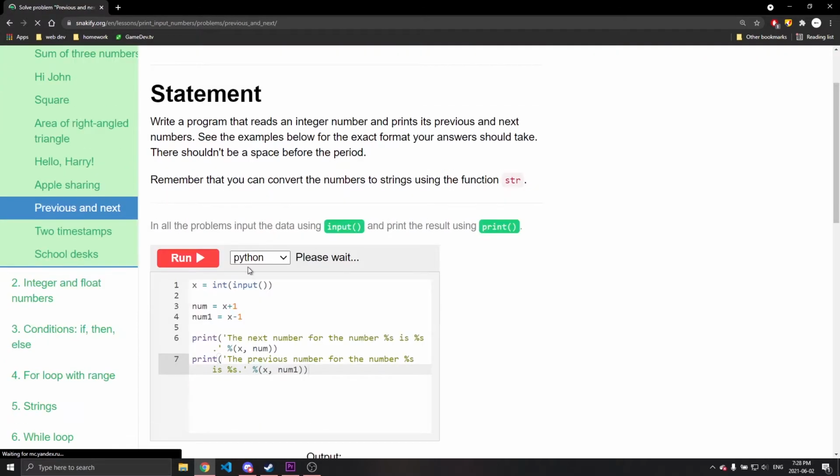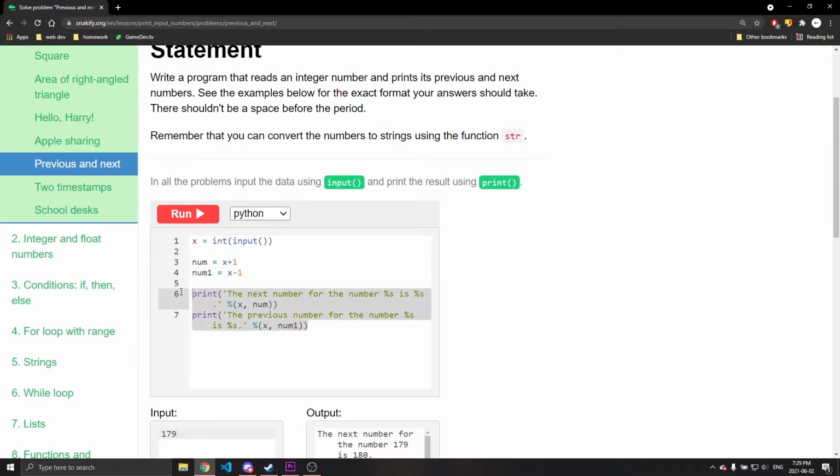Next up is previous and next. We just get the variable and add 1 for the next, and then minus 1 for the previous. And then we just do our sentence that is given to us.